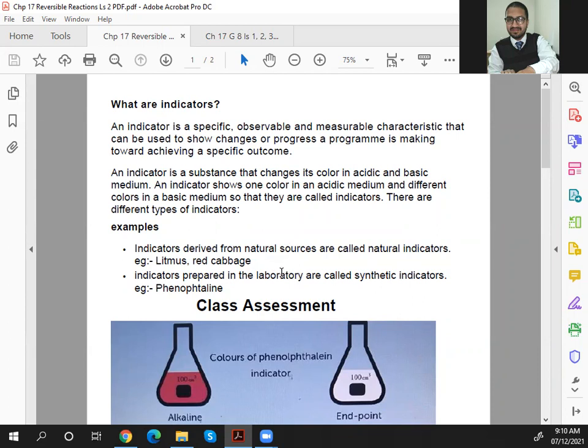The color that shows us when we add the indicator will change when the solution becomes acidic, or the solution becomes a basic solution. So it's going to change its color. Understand? Till here, any question, you can raise your hand, otherwise type no in the chat. Everyone, please.